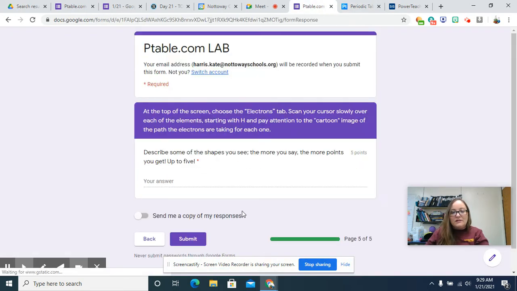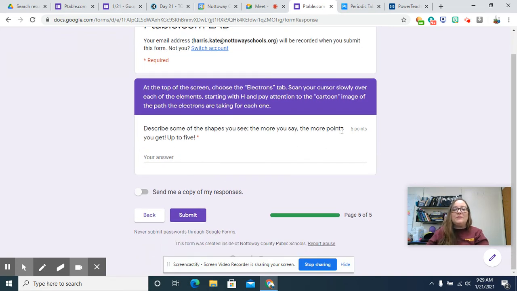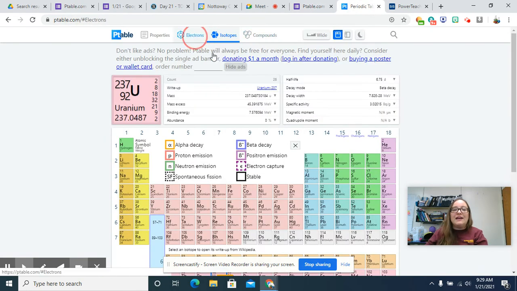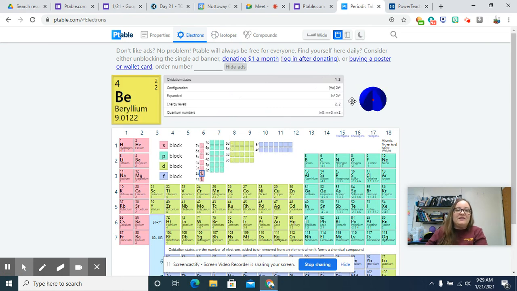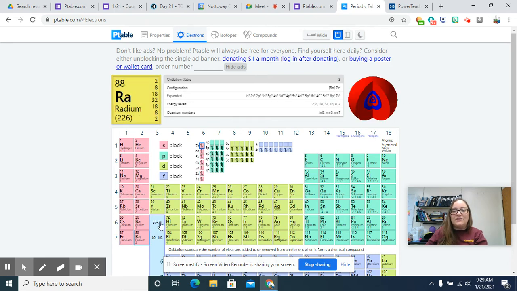Moving right along, last page. All right, describe some of the shapes you see. The more you say, the more points you get, up to 5. All right, what I want you to do is click on the electrons tab up at the top and look at, as you go over, I mean, there was uranium. Isn't that wild? But as you go over each of these, there's a picture up here in the top right, and it'll show you what the electron configurations look like.